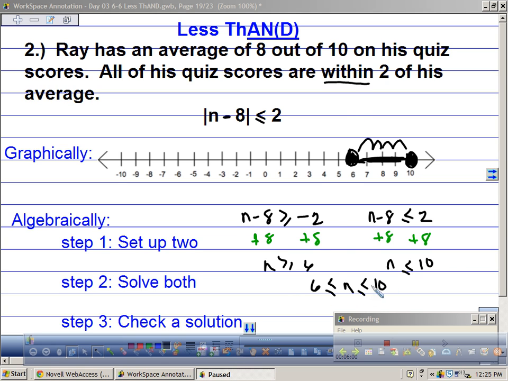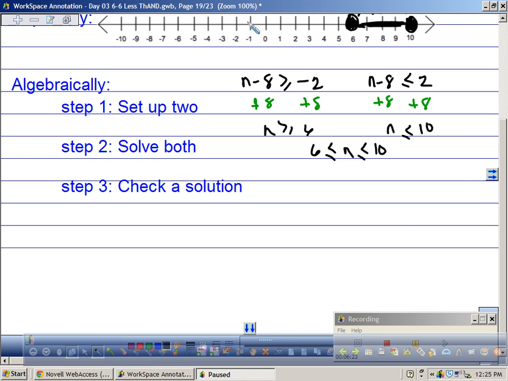So if I put 7 in there, is 7 less than 10? Is 7 greater than 6? Okay. So the way I like to do it, though, is I like to just work with 0. So follow me on this one. If I put 0 in for n, is that going to be a true statement or a false statement?